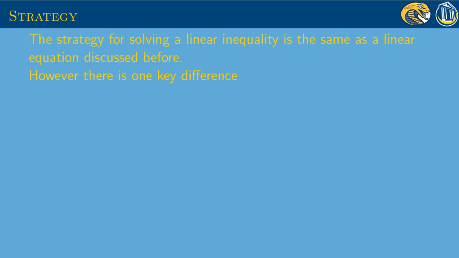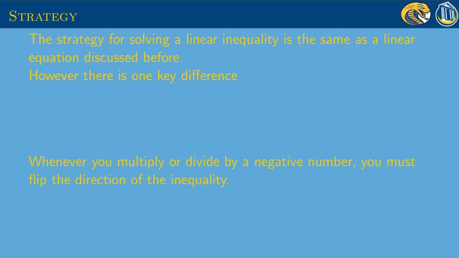In order to solve a linear inequality, we do the same steps that we do when solving linear equations, but there's one key difference: anytime we're multiplying or dividing the entire inequality by a negative number, we have to flip the direction of the inequality. So that means less thans become greater thans, greater than or equal to become less than or equal to, and vice versa. Let's give it a shot.